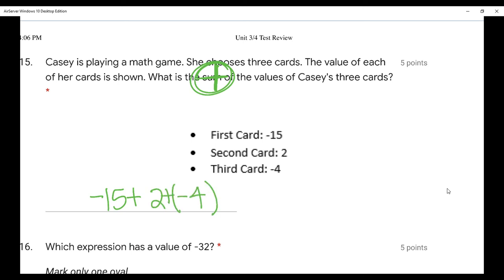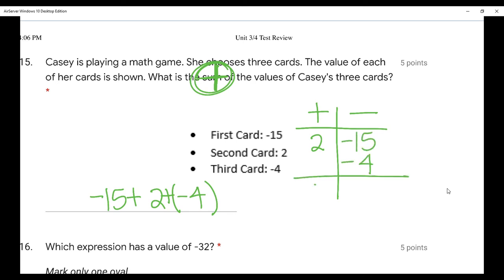-4. So we're doing team positive versus team negative. So on team positive I have 2. Team negative I have -15 and -4. So I add up my team's totals. This guy's just 2. There's only one number. 5 plus 4 is 9. Bring down the 1. So -19.